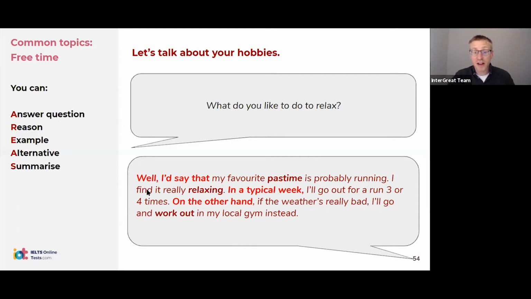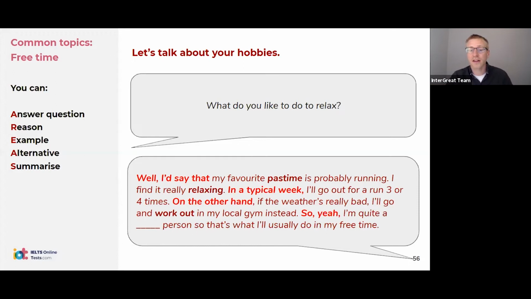Finally, I can summarize to show that I'm bringing my answer to a close. And I can say, so yeah, I'm quite a sporty person. So that's what I'll usually do in my free time. Okay. This is just a nice way to bring your answer to a close so that the examiner knows that you're finishing your answer and you're not going to add anymore. Sportive person is not English. It sounds more French to me, Shaista. You can say a sporty person or an active person, okay?